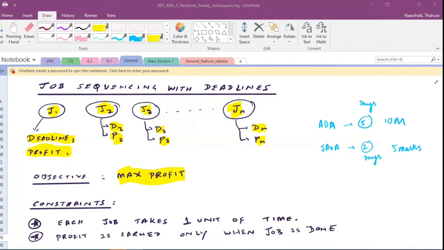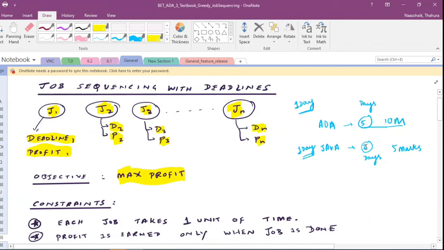Anybody? Which one would you pick? Okay, you want to pick ADA, why? Because it is 10 marks and also we have 5 days. Okay, now let me add one more constraint. Every assignment will take just 1 day for you to finish. Even if you do ADA, you can finish that in 1 day. Even if you do Java, you can finish that in 1 day.